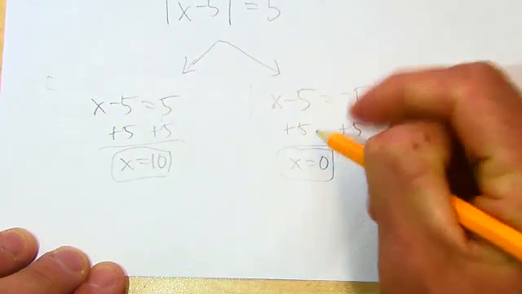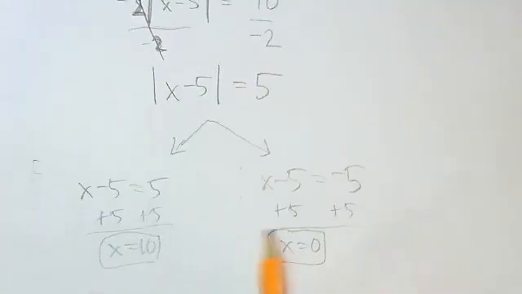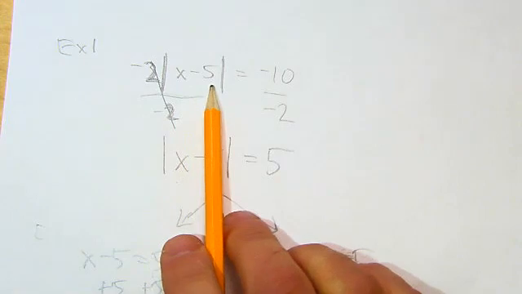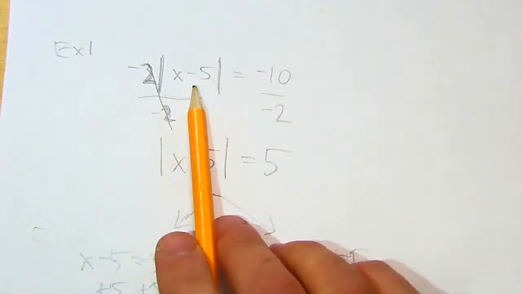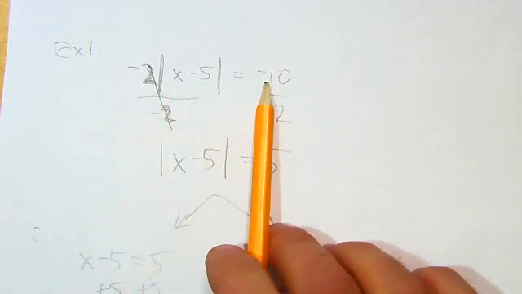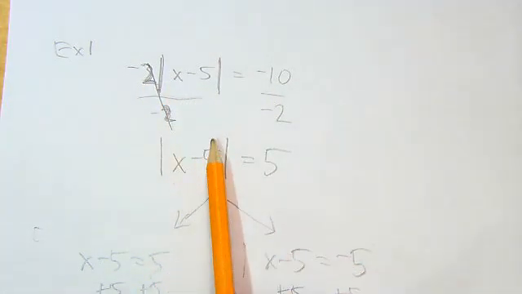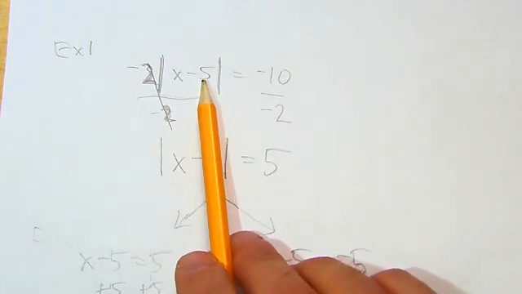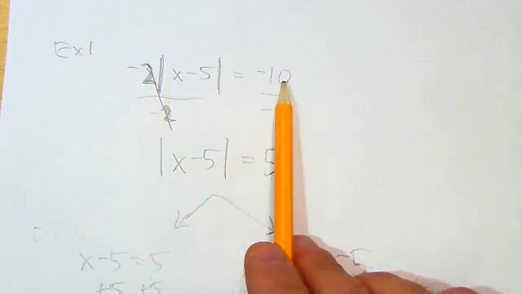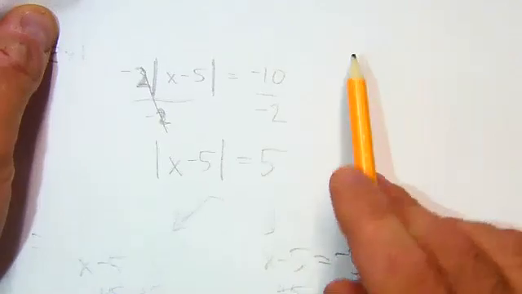Check these, plug them into the original. 10 and 0. 10 minus 5 is 5, the absolute value of 5 is 5, 5 times -2 is -10. Plug in 0, that was the other answer. 0 minus 5 is -5, the absolute value is 5, 5 times -2 is -10. So both of these answers give you an output of -10.